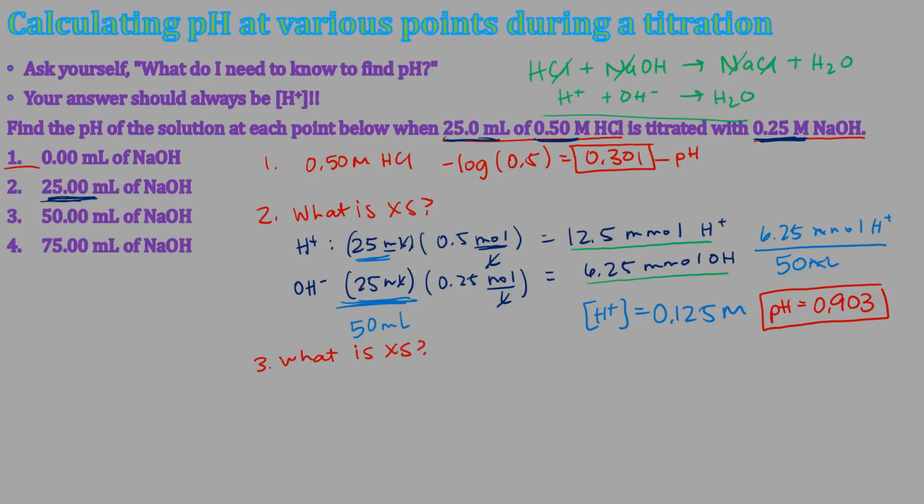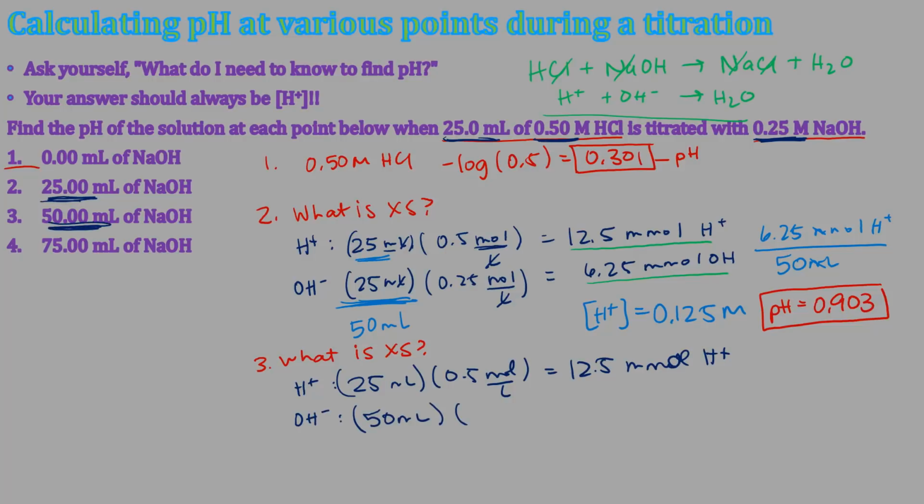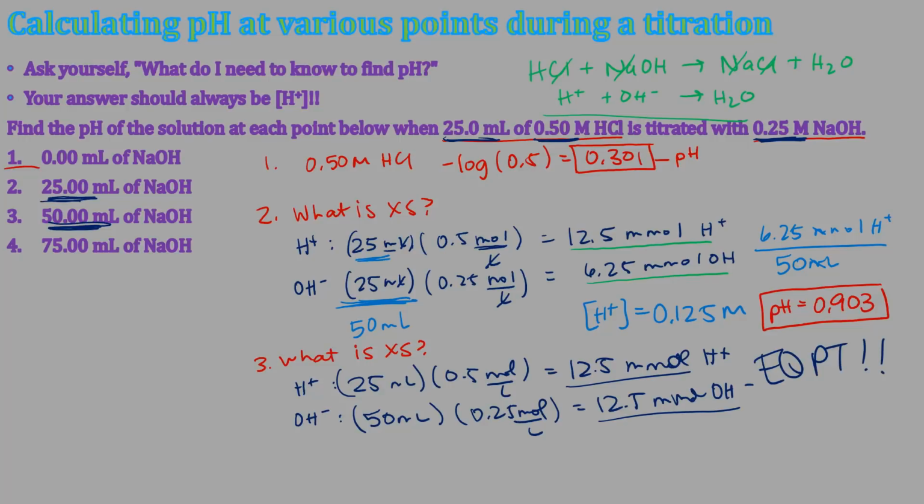So then at the third point, I need to figure out what's in excess. I'm going to do the exact same thing. My H plus, none of that changed. I started out with 25 milliliters, 0.5 moles per liter, so I have 12.5 millimoles of H plus. And then my OH, this time I'm using 50 milliliters, and the concentration is still 0.25, so that's 12.5 millimoles of hydroxide. So these both are equal. This is the equivalence point. Since it's a strong acid, strong base, my pH is going to be 7, because all we have is water.